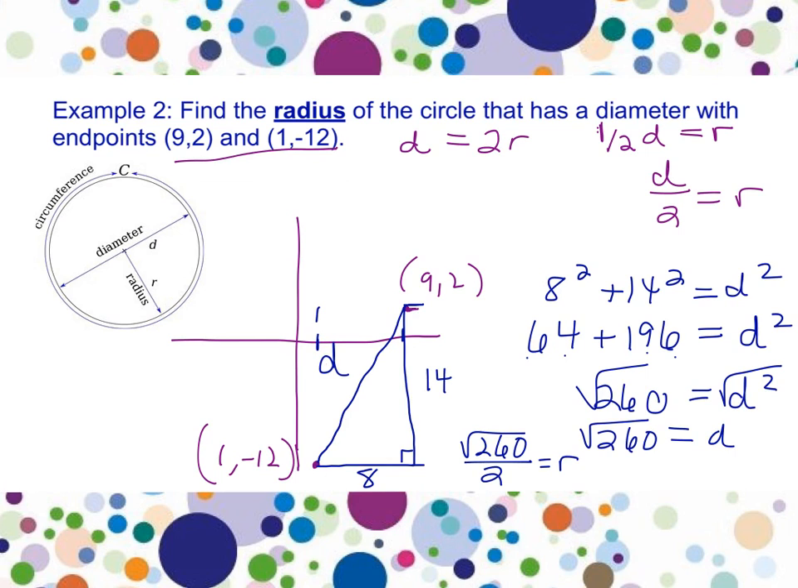So we could write that as the square root of 260 divided by 2, and then we're probably going to want to use a calculator to approximate that as a decimal. If you take the square root of 260 and divide that by 2 in your calculator, you should get approximately 8.062.